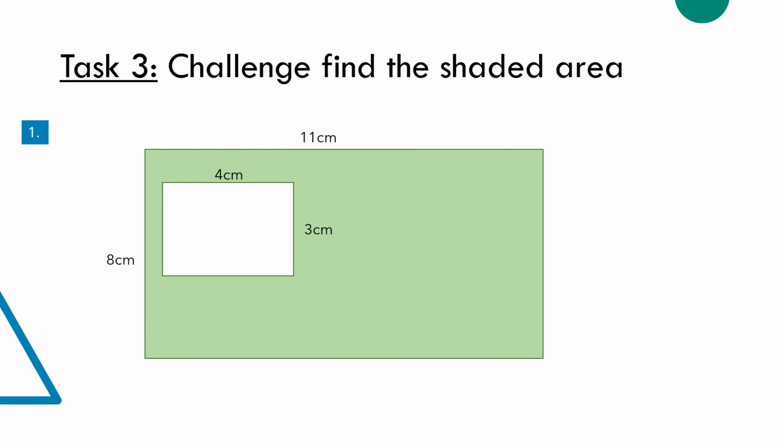Here is your final task. There's just one question to this one, and that's the last bit of the lesson. So your final challenge for today is to find the shaded area of that shape. Remember, find the bigger shape first, find the area of the small one second, and then take it away because it's been removed, it's been cut out. Pause the video to have a go.